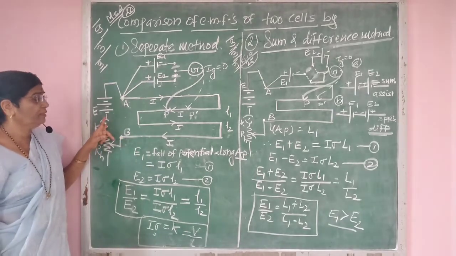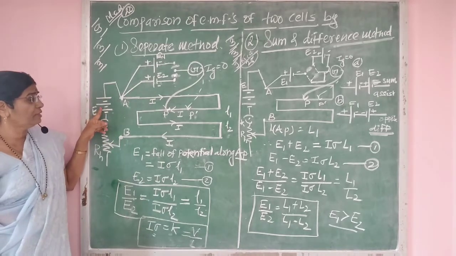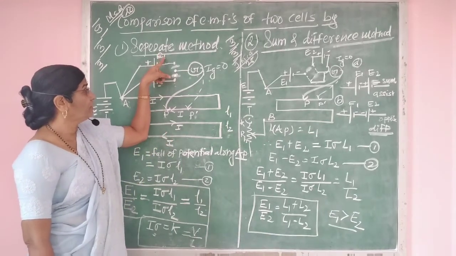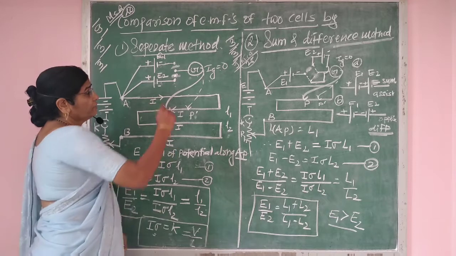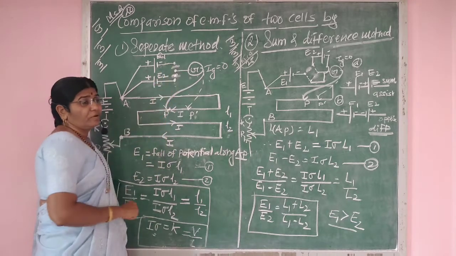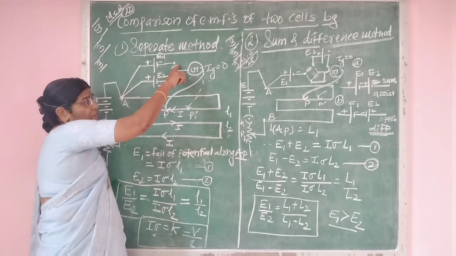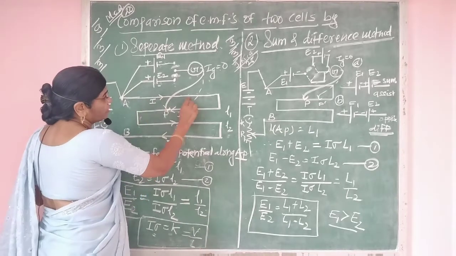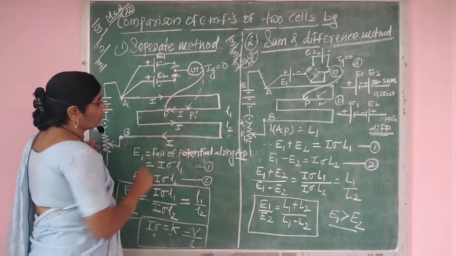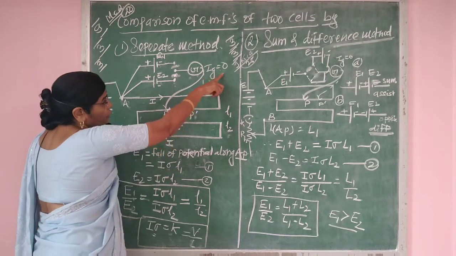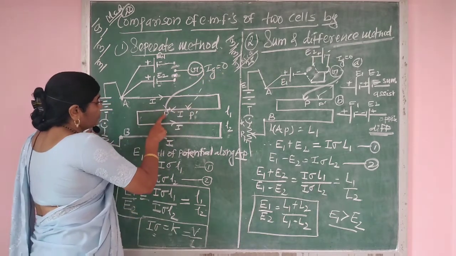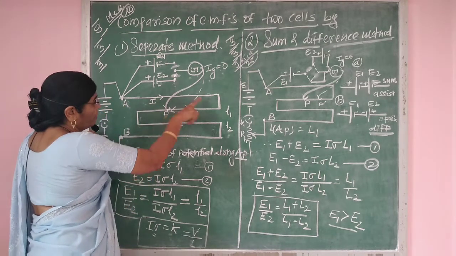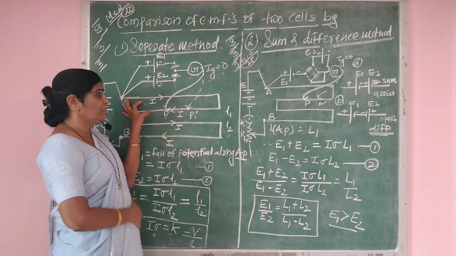When we close the key, this cell sends a current I which is flowing through the wire. Now, if a cell of EMF E1 is in the circuit, by keeping the key here, now move the jockey on the different points of the wire or tap the jockey on the different points of the wire. For point contact P, the galvanometer shows a 0 deflection. This point is known as a balance point, and this length, distance between A and P, is called the balancing length.